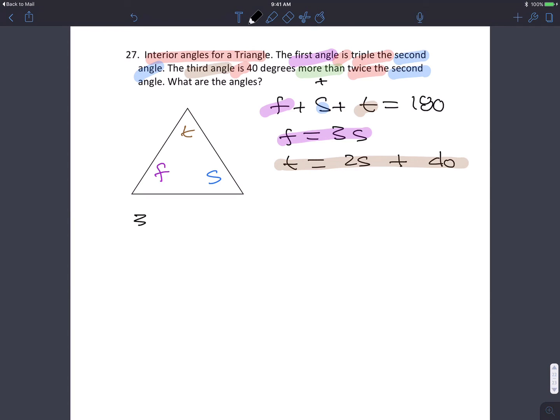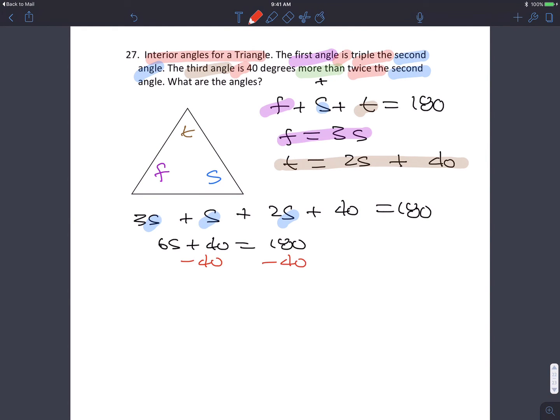Here we go. 3S plus an S plus a 2S plus a 40. Better be 180. And let me emphasize my S's in blue, because my S's actually look like 5s. So let's do some algebra. Let's simplify here. 3, 4, 5, 6. That's 6S plus 40 is 180. Check my 40. And I get 6S being 140 divided by 6.